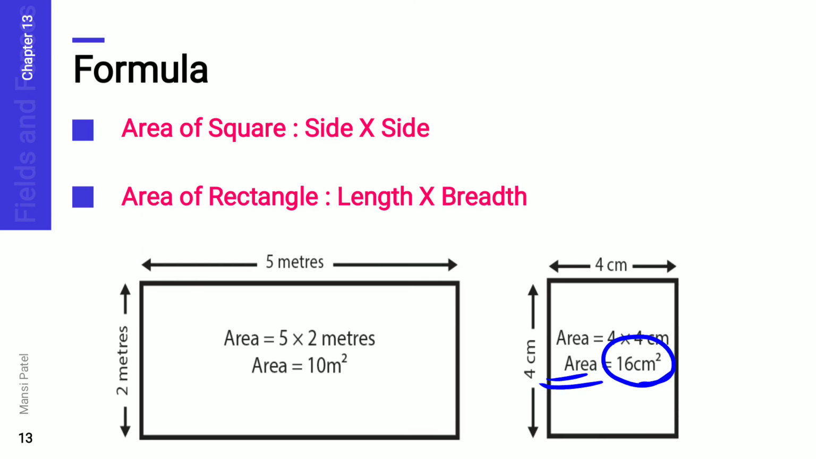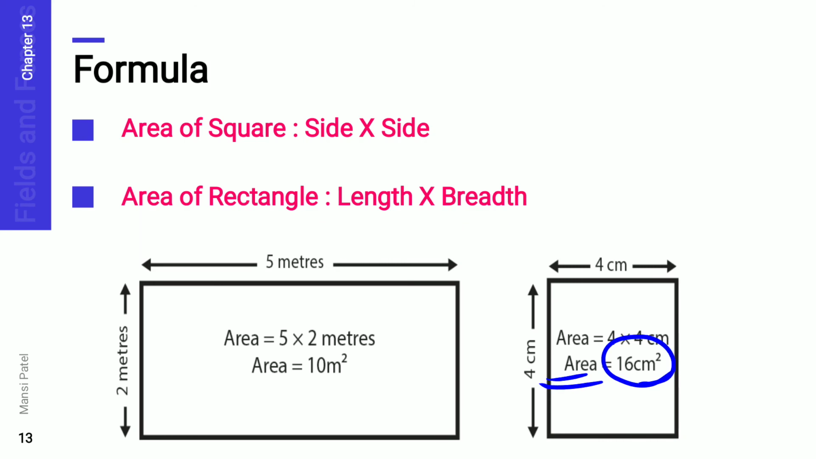Let us see. This is the shape of rectangle. The length and breadth respectively is 5 meter and 2 meters. So if you want to find out the area of rectangle, then which formula you want to use? You have to use the formula length multiplied by breadth.